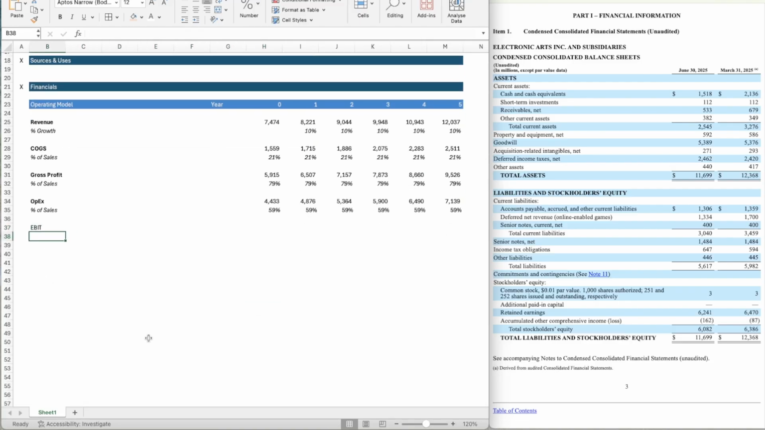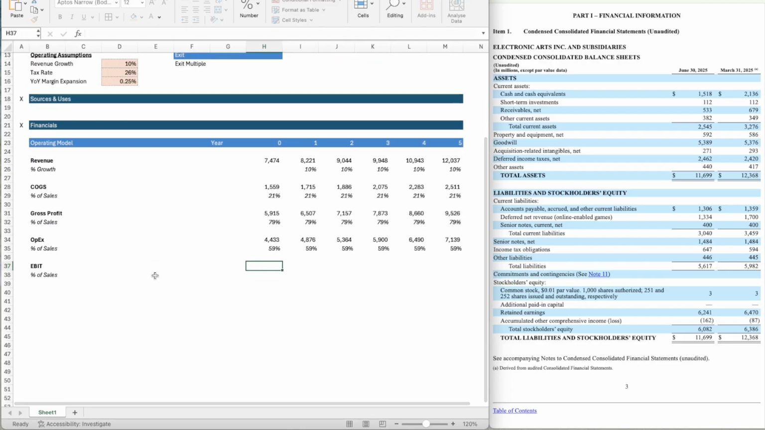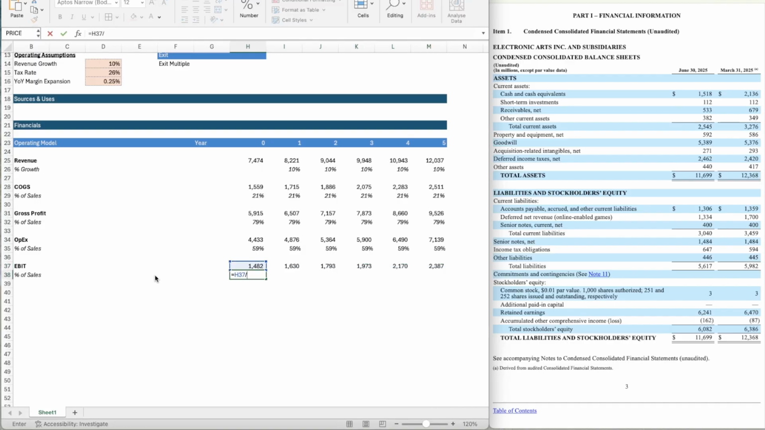EBIT. So this is your operating income. And do we have that up here? No, we don't. So we take the gross profit and we subtract the OpEx. And this gives us our EBIT. Pull that along. And then we need to see what it is as a percentage of the sales. 20% EBIT margin.